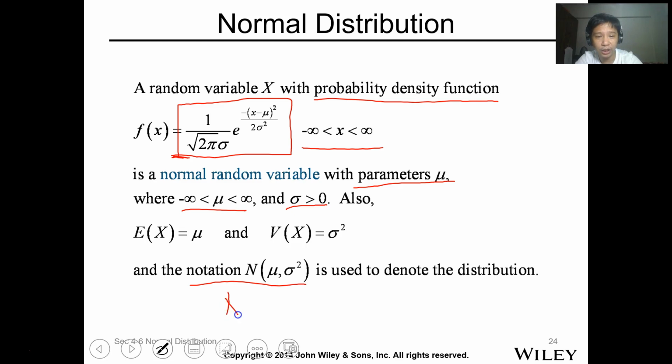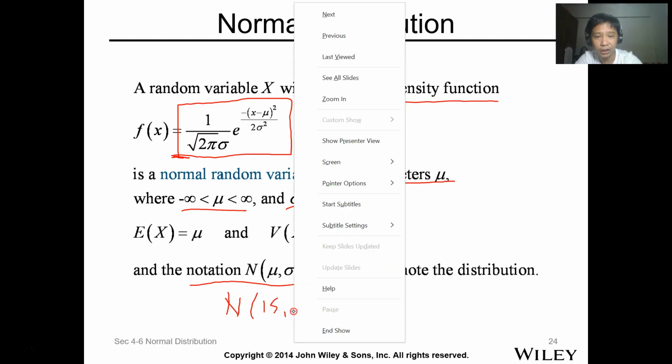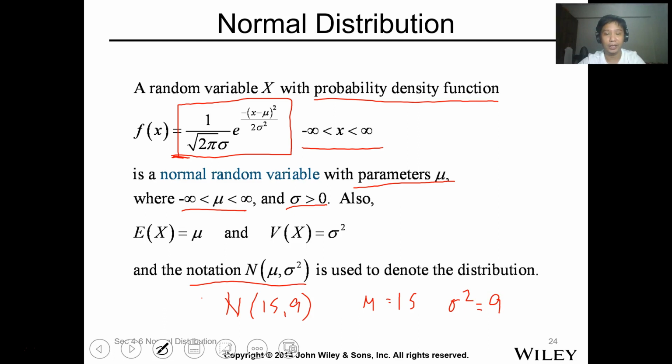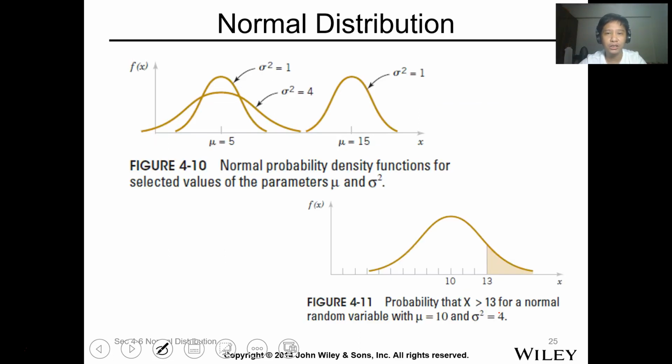So when you say N(15, 9), for example, it means that the mu of the normal distribution is 15 and the sigma squared, the variance, is 9. Okay, so these are examples of different normal distributions.